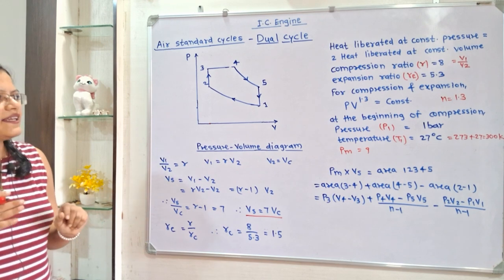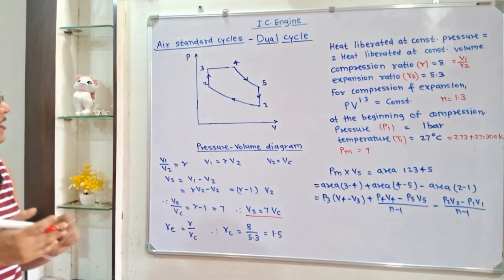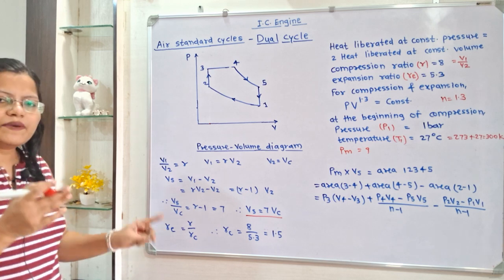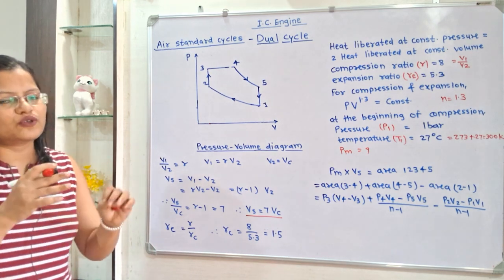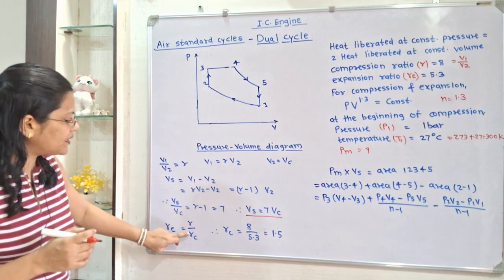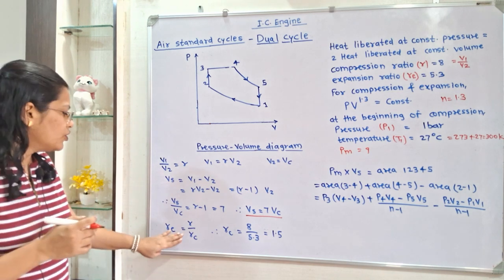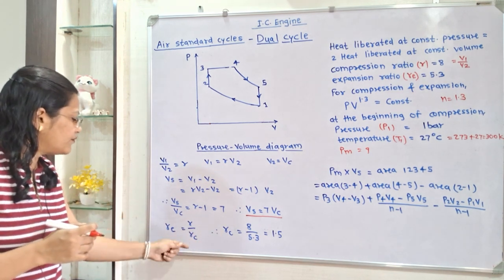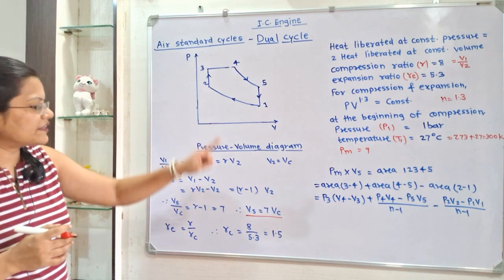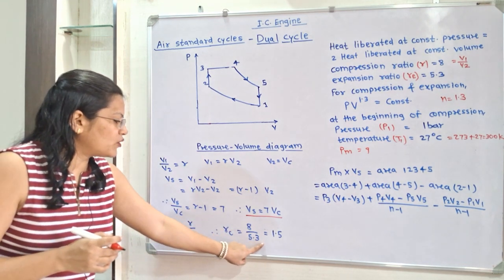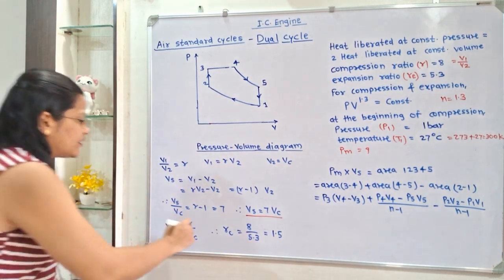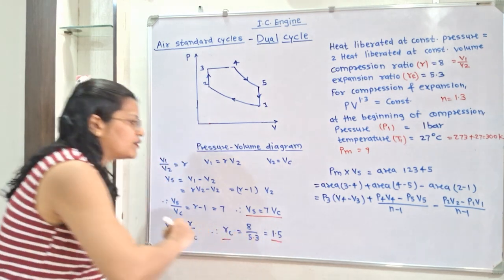Now, the expansion ratio Re is given, but the cutoff ratio is not given. There is a relation between expansion ratio, cutoff ratio and compression ratio. Expansion ratio Re is equal to compression ratio divided by cutoff ratio. If we transfer terms, Rc is equal to R by Re. R is given as 8 and Re is 5.3. So, we can say that the cutoff ratio Rc is equal to 1.5. So, the value of Rc we get is 1.5.